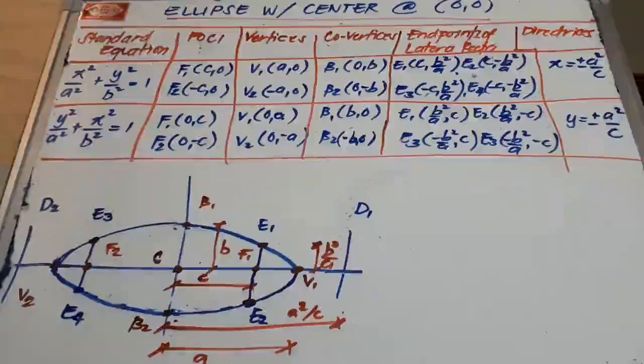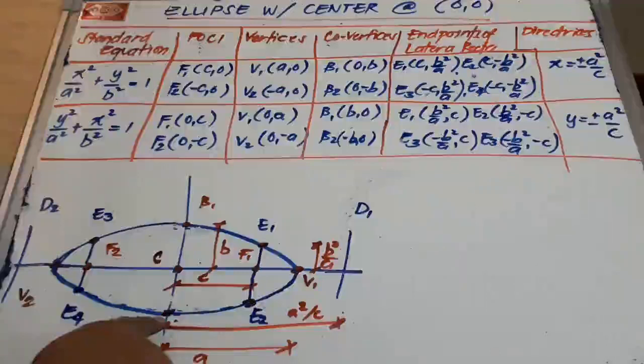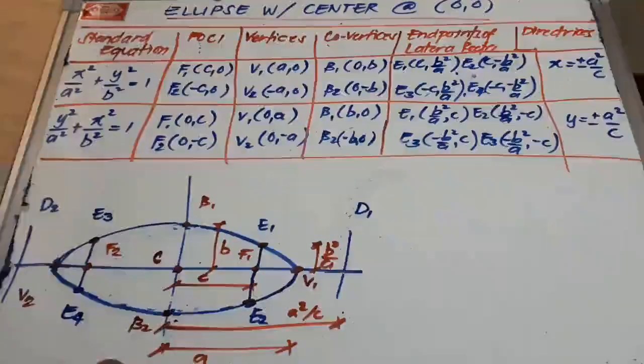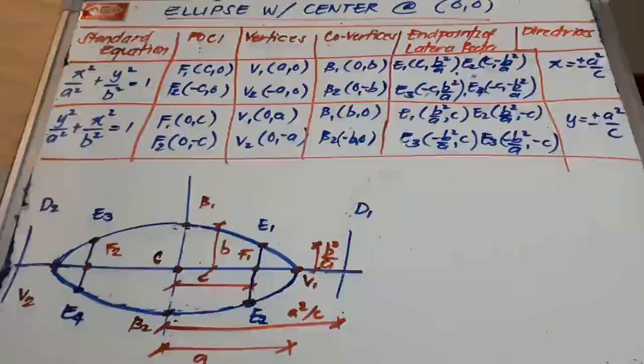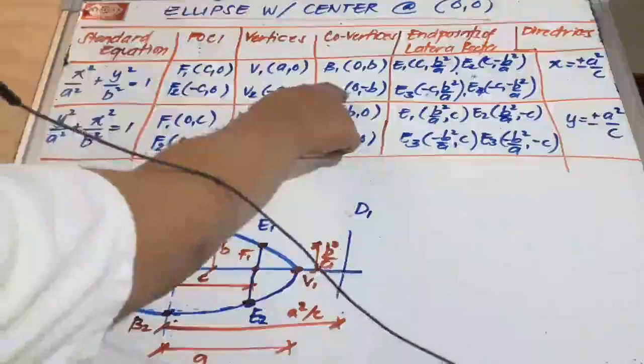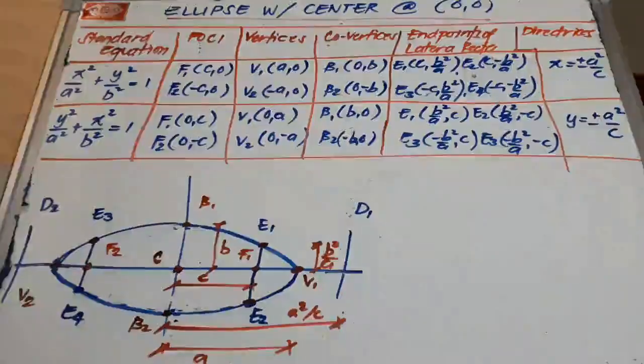Okay? For B sub 2, ang location niya will be 0, ang kanyang horizontal distance because siya ay along y-axis, and then the vertical distance is negative b. Okay? Bakit? Kasi lower part siya ng x-axis. So (0, negative b) is the location nung isang endpoint nung ating covertices.